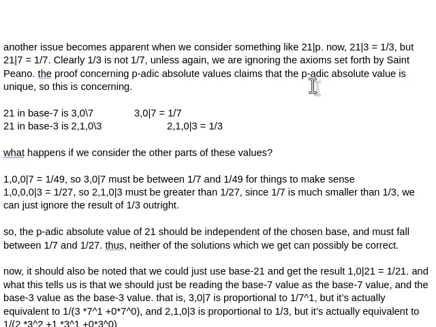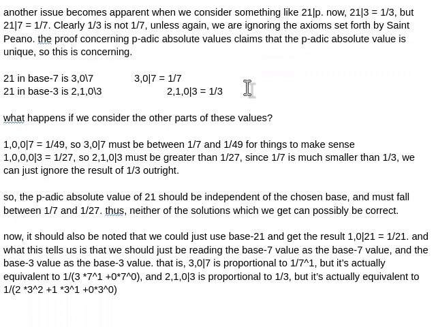Unless, again, we're ignoring the axioms set forth by St. Peano, where we have the axioms of identity and equivalence. The proof concerning p-Adic absolute values claims that the p-Adic absolute value is unique. So this is concerning. I actually don't understand half of what the proof is even trying to do when I read it. It's very similar to Dedekind's proof about Dedekind completeness, where you're saying a bunch of things, but it doesn't seem to matter. Why are you saying these things? They just don't go anywhere. Anyway, I will read it more carefully, but for the most part, I'm not convinced that it even makes sense.